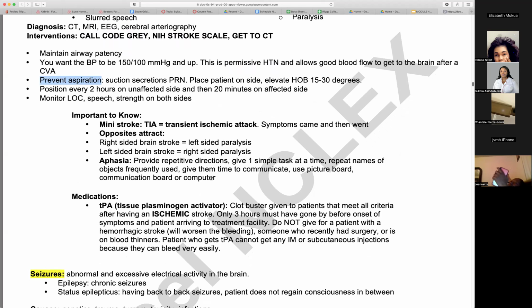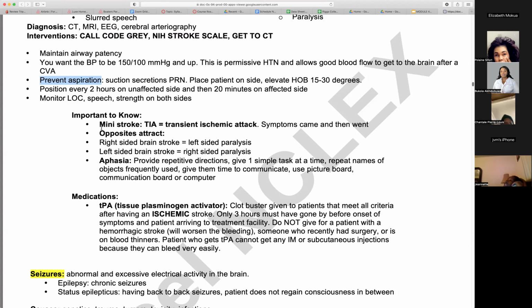Okay. So other things you're monitoring as a nurse. Remember time, airway, blood pressure, level of consciousness. You're going to use the Glasgow Coma Scale, right? 3 to 15 is normal. Anything 8 and below is coma. Speech, gag reflex, strength on both sides. Keep your patient upright, okay? The semi-Fowlers, you can put them on their side. You want to protect the airway.